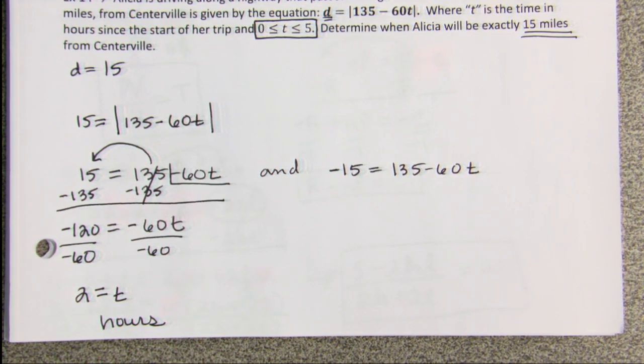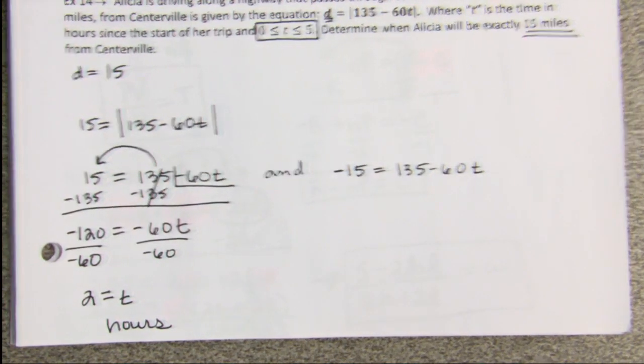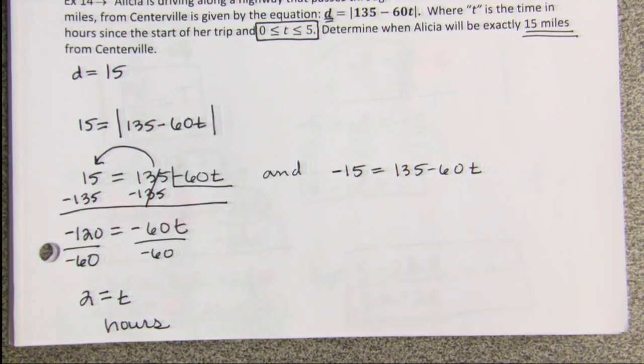Let's see how much. Oh, it will take 2 hours. It will be 2 hours once she gets 15 miles. I said that way wrong, didn't I? So once she gets started, it's going to be 2 hours before she's 15 miles from Centerville. Let's do the other one.